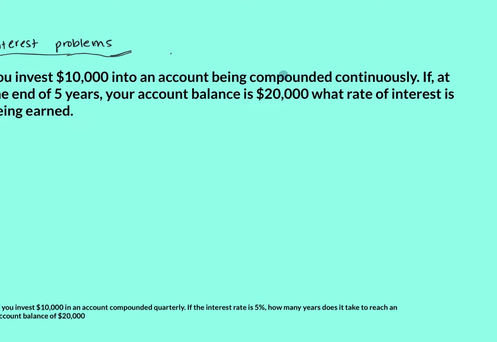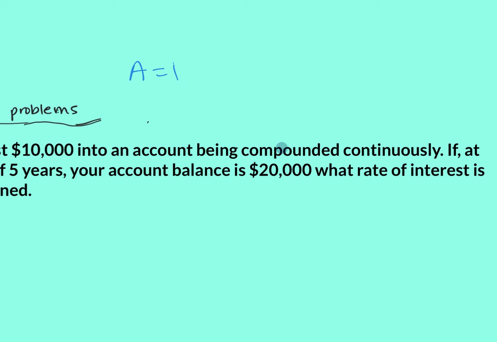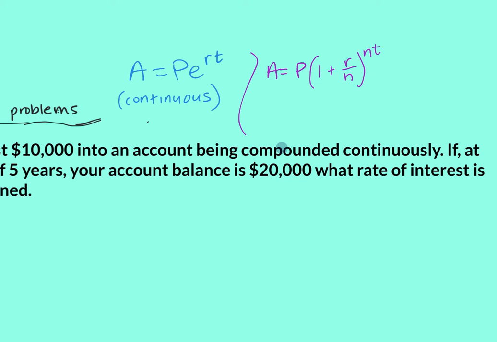All right, so first of all, we need two formulas. The first is Pert, A equals P times e to the rt, and that's for a continuously compounded one. So if it says continuously compounding, we use that one. And then the other one is A equals P times 1 plus r over n to the nt. And this is if it's a certain number of times a year. Certain number of times a year might say quarterly or weekly or monthly or daily. But continuously will flat out say continuously.